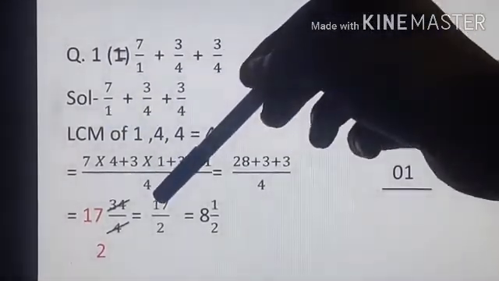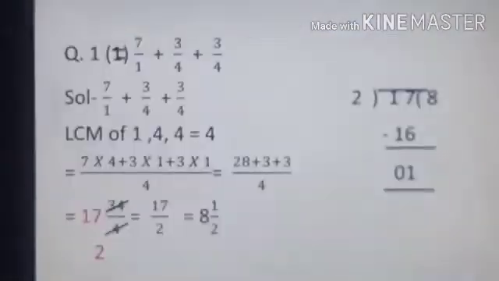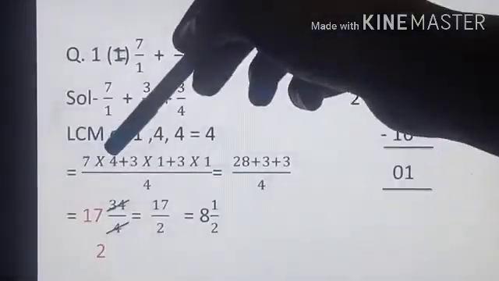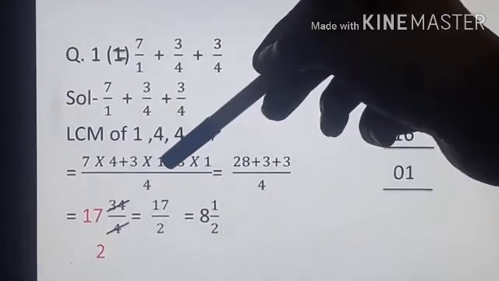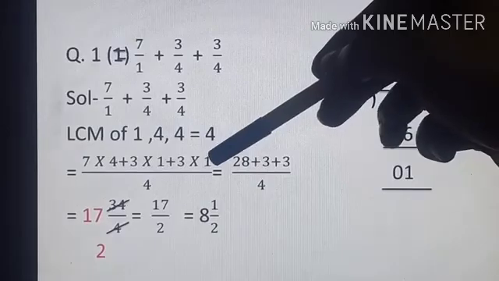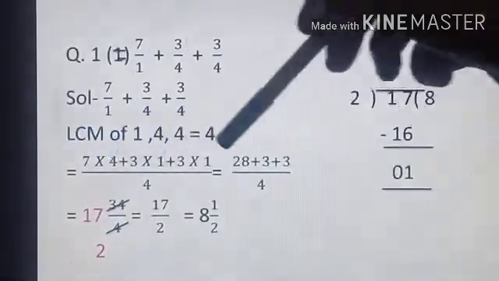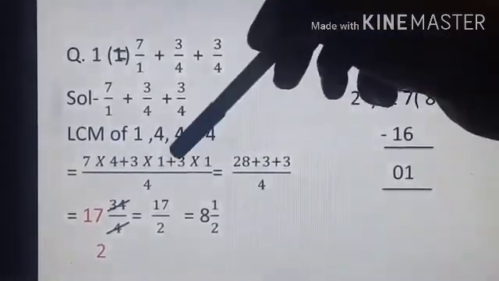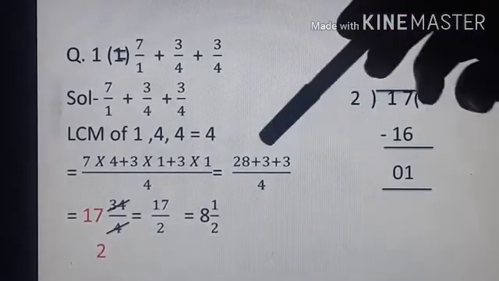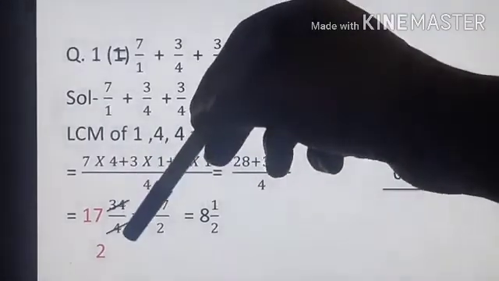Now LCM is 4. Now 4 divided by 1 will give you the answer 4, multiplied by 7. 7 into 4. 4 divided by 4 will give you the answer 1, 1 multiplied by 3. 4 divided by 4 will give you the answer 1, 1 multiplied by 3. So it will become 7 4s are 28, 3 1s are 3, 3 1s are 3. And denominator is 4. After adding 28 plus 3, 31. 31 plus 3, 34. 34 upon 4.